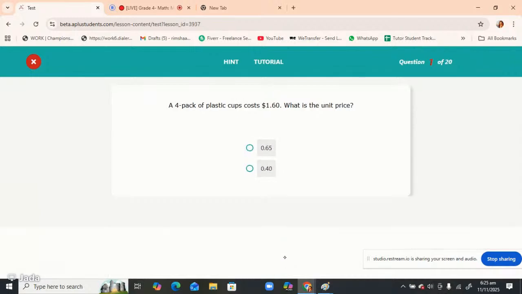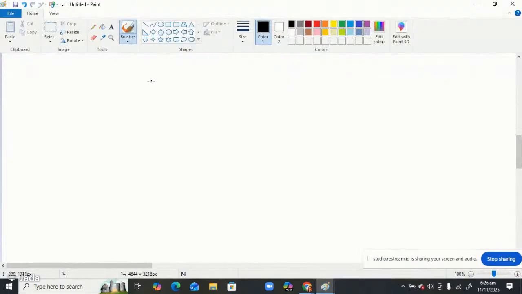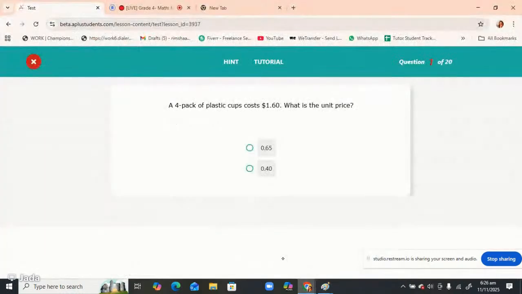A 4-pack of plastic cups costs 1.60. What is the unit price? 1.60 divided by 4. Let's write it. 1.60 divided by 4. Now this 1 is smaller than 4, so we just put 0 and decimal point, and 4 times 4 is 16. 0, and this 0 moves up. So that becomes 0.40. Okay.